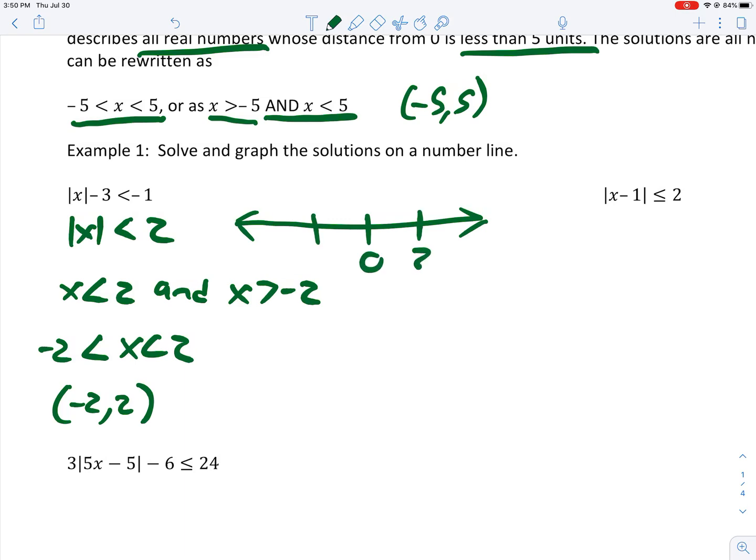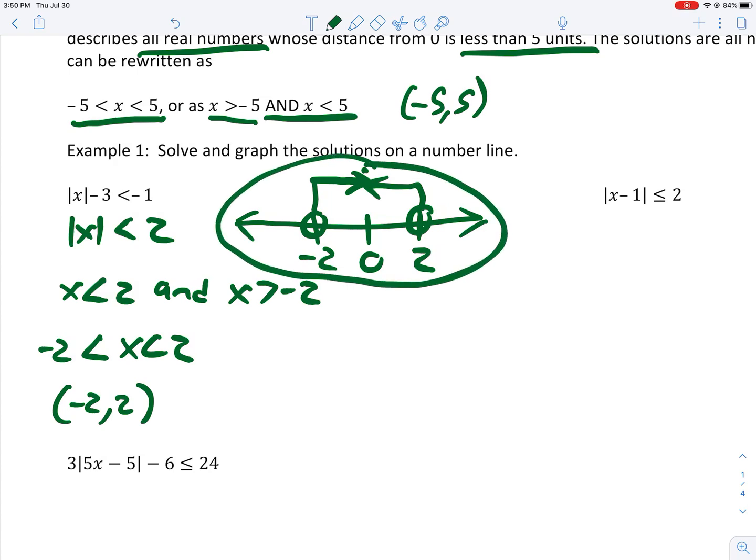On a number line, same idea, 3 numbers: 0, 2, negative 2. It can't equal 2, and where are the numbers less than 2? They're to the left. Where are the numbers greater than negative 2? They're to the right. So these arrows are going to end up touching.